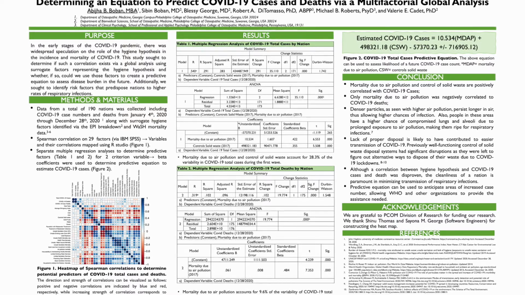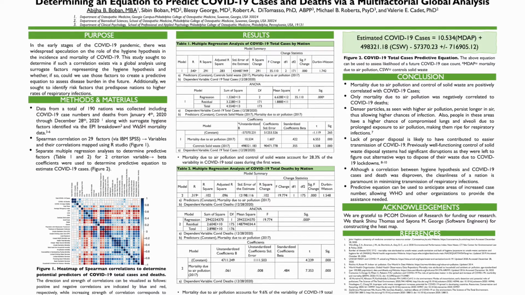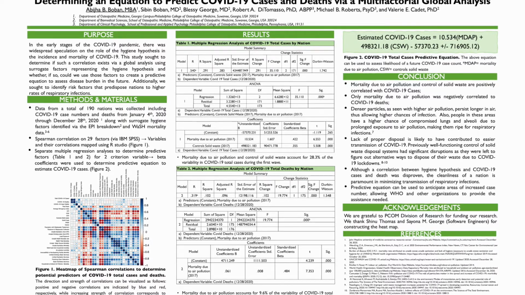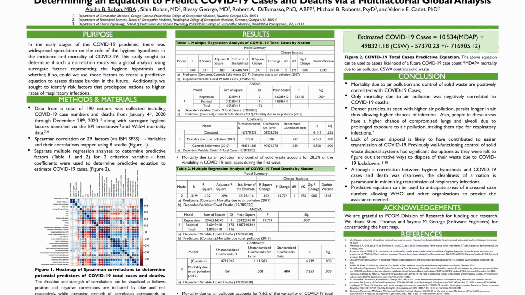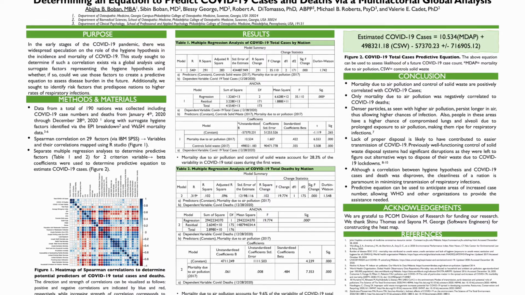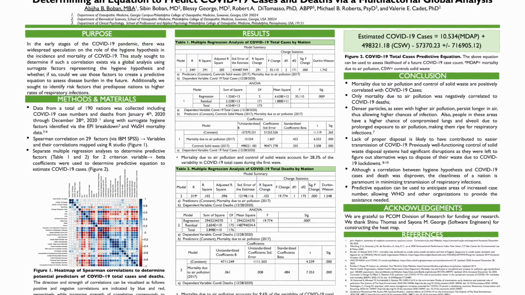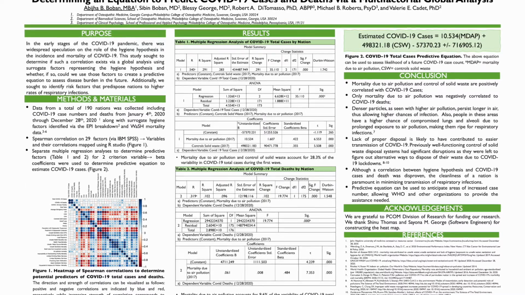The equation for estimated COVID-19 cases is equal to 10.534 times the mortality due to air pollution of that nation plus 498,321.18 times the control of solid waste of that nation minus 57,370.23 plus or minus 716,905.12.